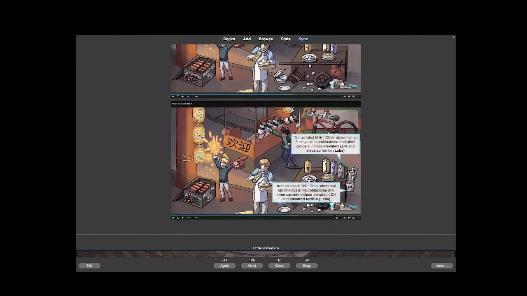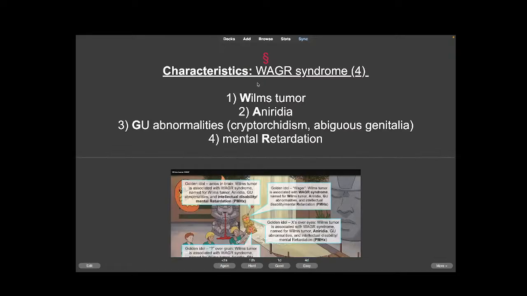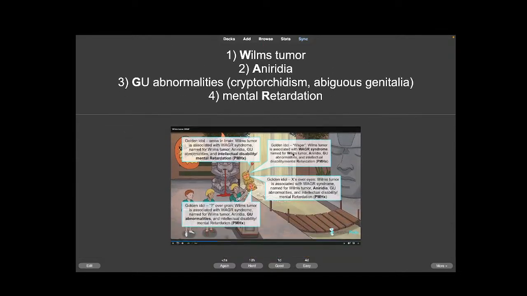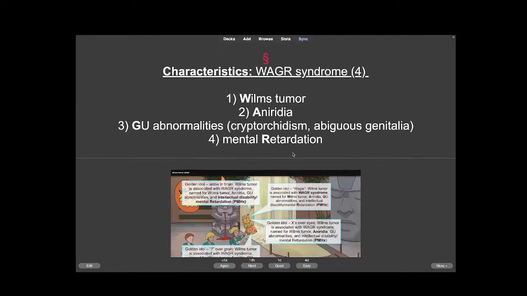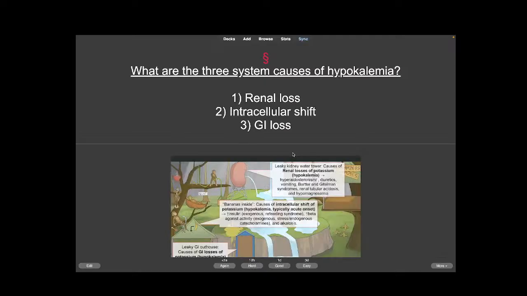Elevated ferritin, LDH. Characteristics of WAGR syndrome. There's Wilms. We got Wilms. We also have aniridia, GU abnormalities, and mental retardation. Okay. What else do we have? What are the three systems affected? Renal should be 1, GI, and skin. Renal, GI, intracellular shift. Well, I wasn't gonna get that.